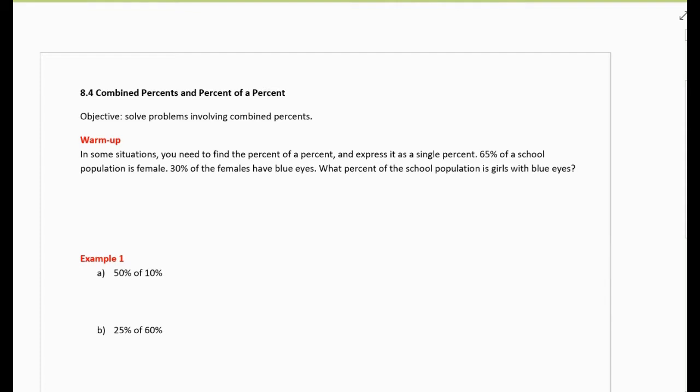Today we're going to learn how to combine percent and how to find percent of a percent. In some situations you need to find the percent of a percent and express it as a single percent. For example, 65% of a school population is female, and 30% of females have blue eyes. What percent of the school population is girls with blue eyes?